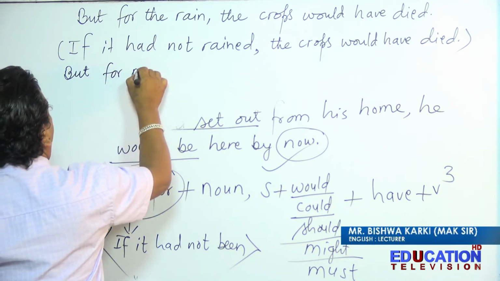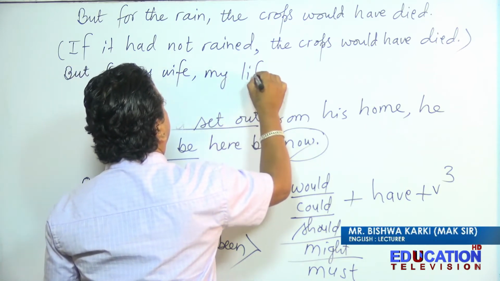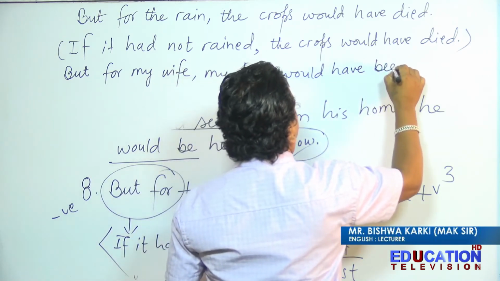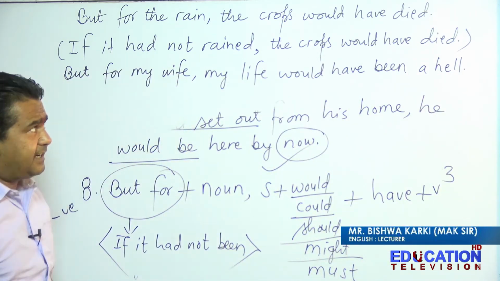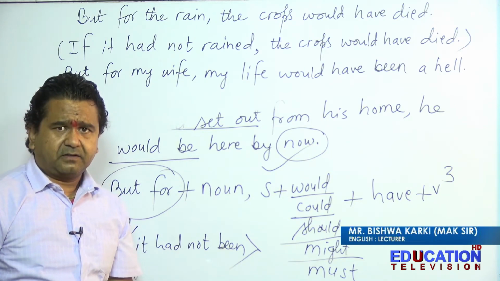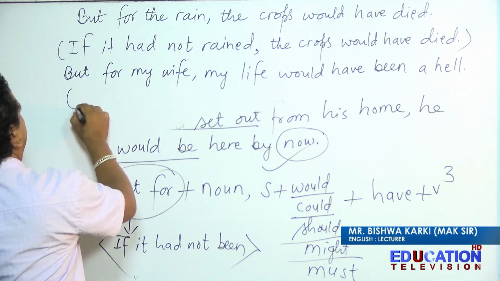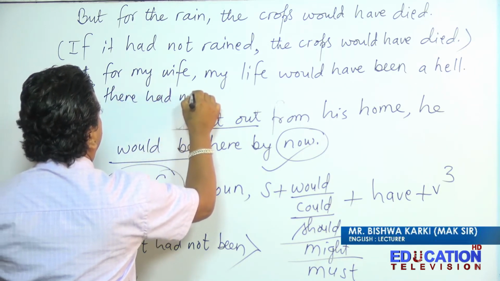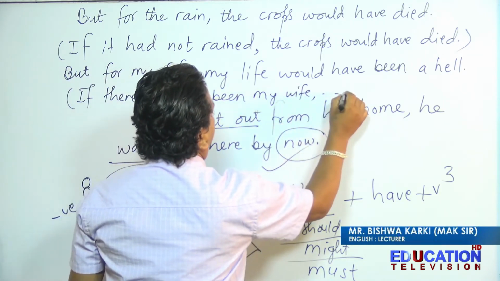But for my wife, my life would have been a hell. Hell means very bad. It means had it not been for my wife, or if there had not been my wife, my life would have been a hell. It means if there had not been my wife, my life would have been a hell.